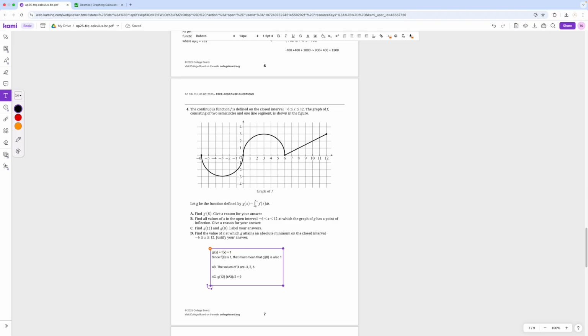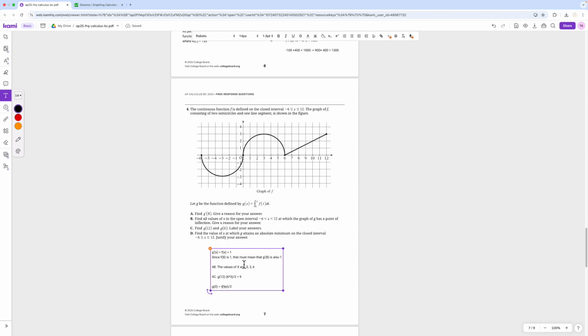Now we have to find g of 0. Now g of 0 is from 6 to 0. Now remember, 6 to 0 is the same as the negative integral from 0 to 6. So let's find the integral from 0 to 6. This is a semicircle. The radius is 3, so we're just going to do pi r squared divided by 2. So pi times 9, that's 9 pi, divided by 2. But remember, it's negative.